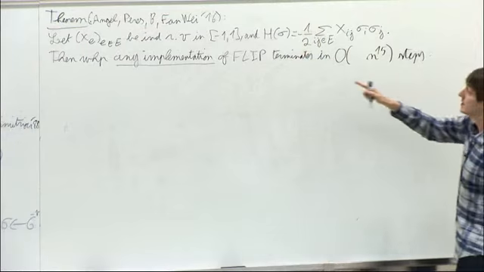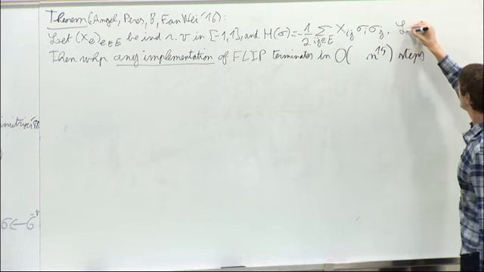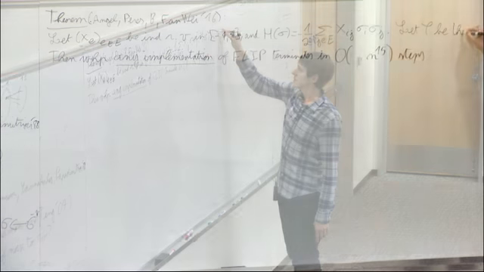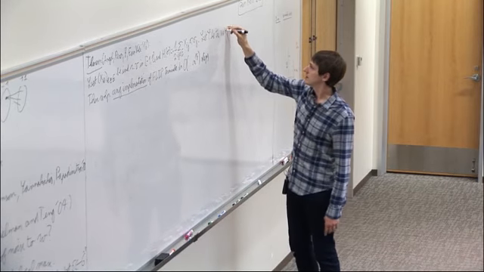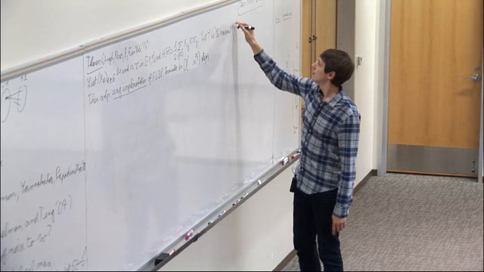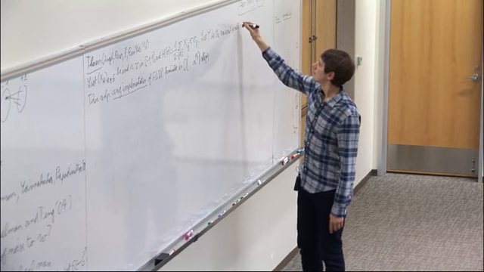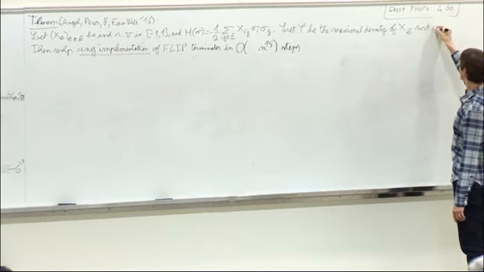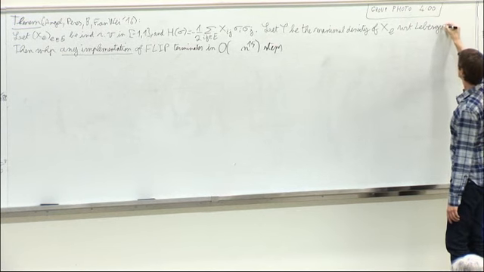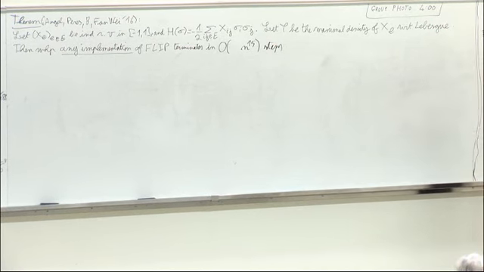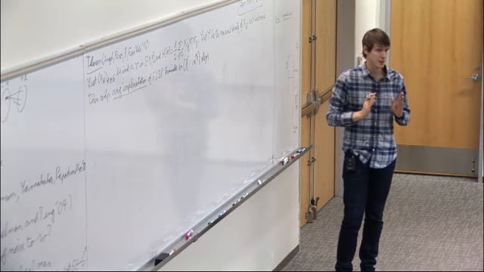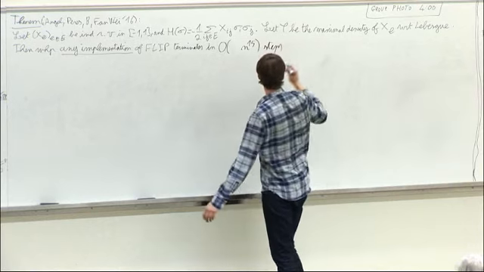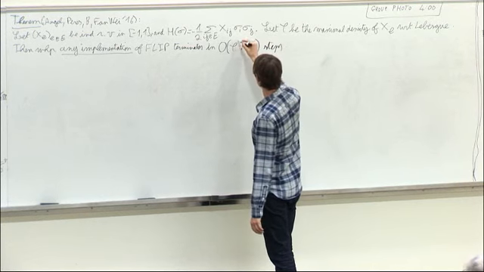Okay? So let phi be the maximal density of xe with respect to Lebesgue. This is a measure of smoothness. It's saying that it cannot be too concentrated. All right? And this bound is going to depend on phi also. So it's going to be phi to the 5.